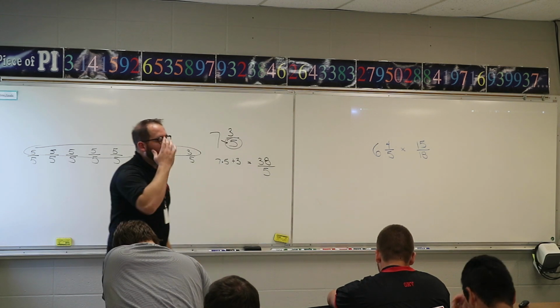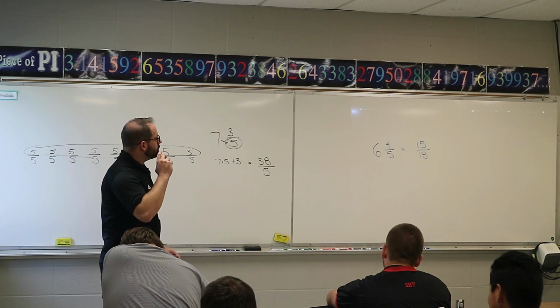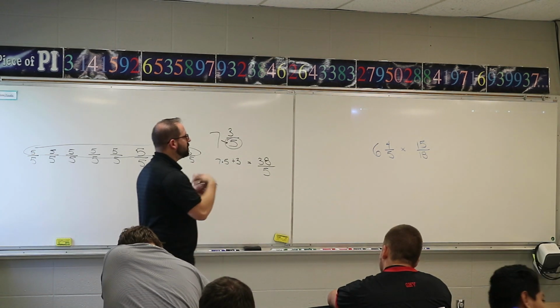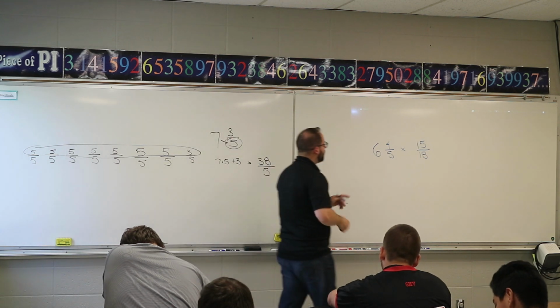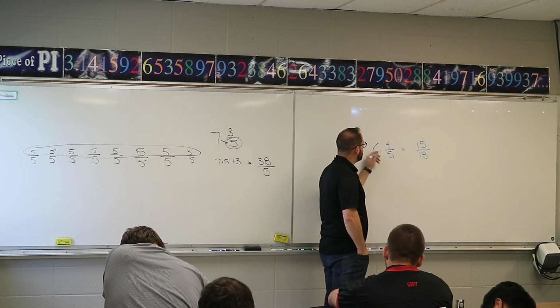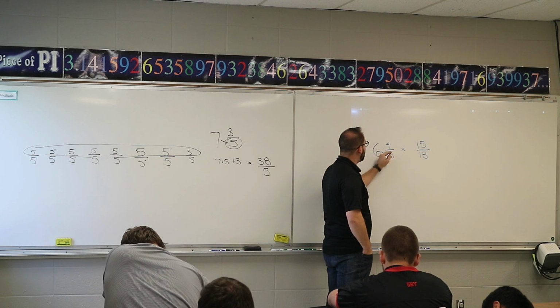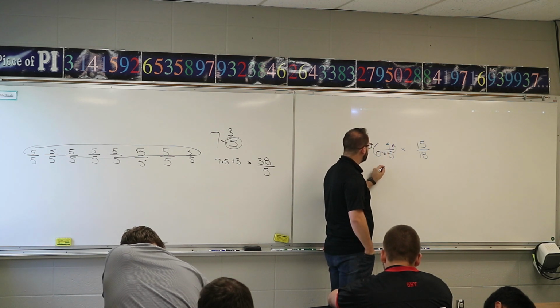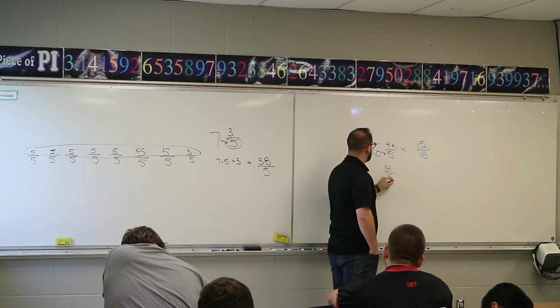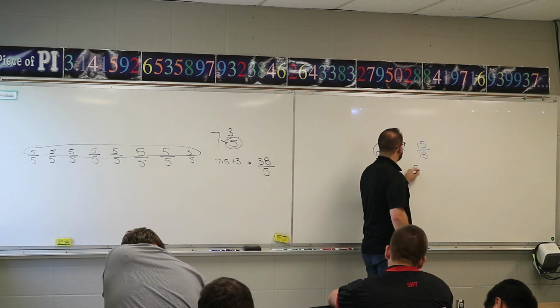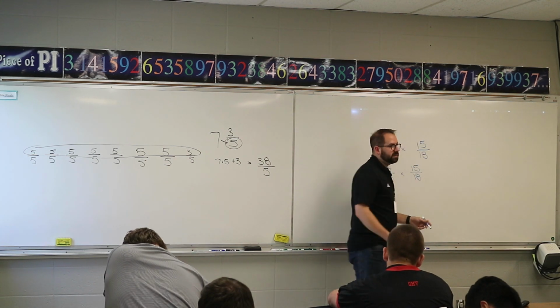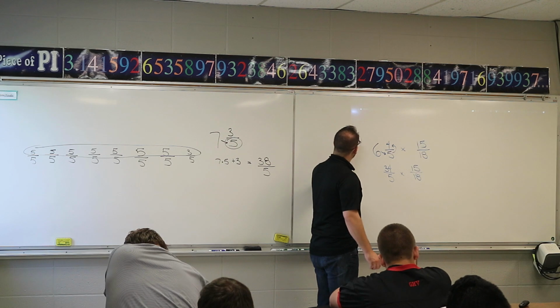All right, so first step, I have to change these to improper because this is a mixed number. So I'm gonna do the shortcuts. 6 times the 5 at the top, that's 30 plus 4 is 34 over 5. And 15 over 18. Okay, so here's where we're at. This is number 27, by the way.